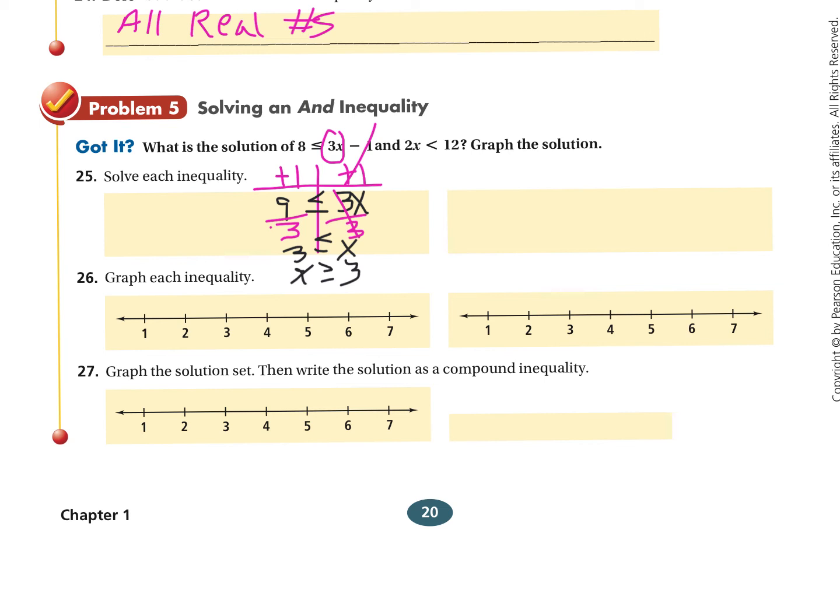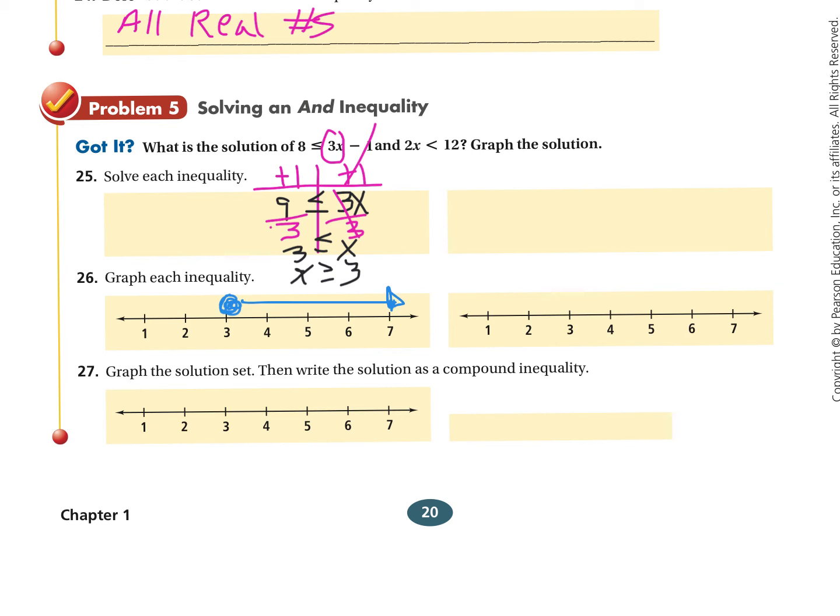If we graph that, because we have an equals to underneath that inequality sign, we are going to fill in our circle. So our boundary point is 3. So I'm going to have a closed circle above 3. And then because we have our x on the left, this is an arrow pointing to the right. In other words, all values greater than or equal to 3. Well, greater than 3 is in this direction, and isn't that an arrow pointing to the right? So that's the solution to half of it.